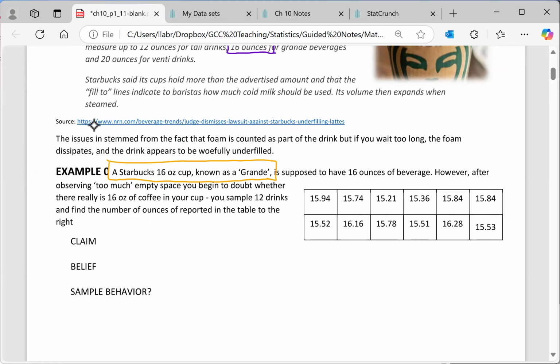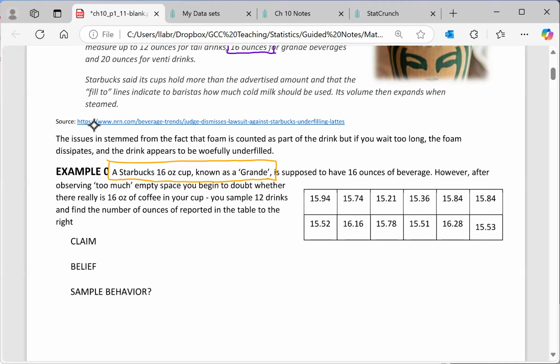However, if you end up going to Starbucks, like this plaintiff, and you start to feel like there's just too much empty space in your cup, maybe you open it, you're going to put some sugar in it, and you realize, whoa, this is super underfilled. And so you really start to ask yourself, is the average amount of ounces in the cup actually 16, or is it different? And again, there's too much empty space. So you already have a feeling of what could happen.